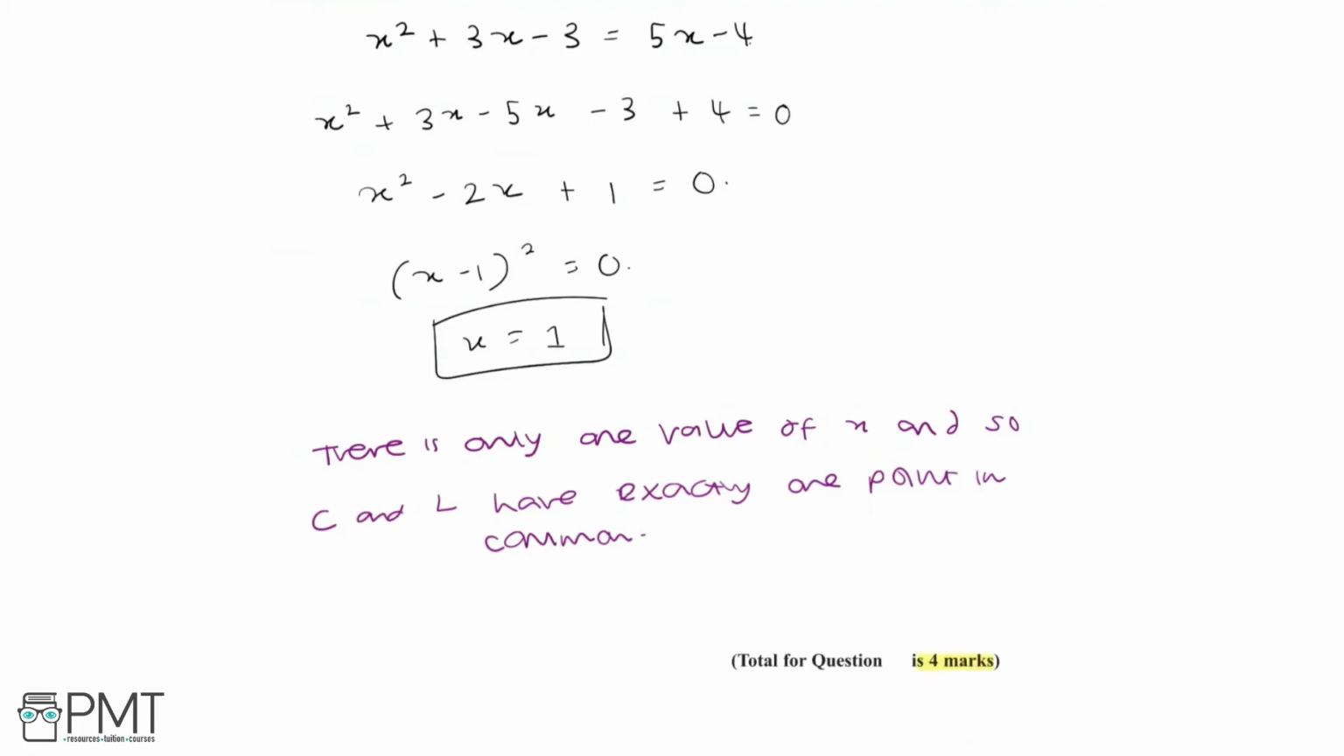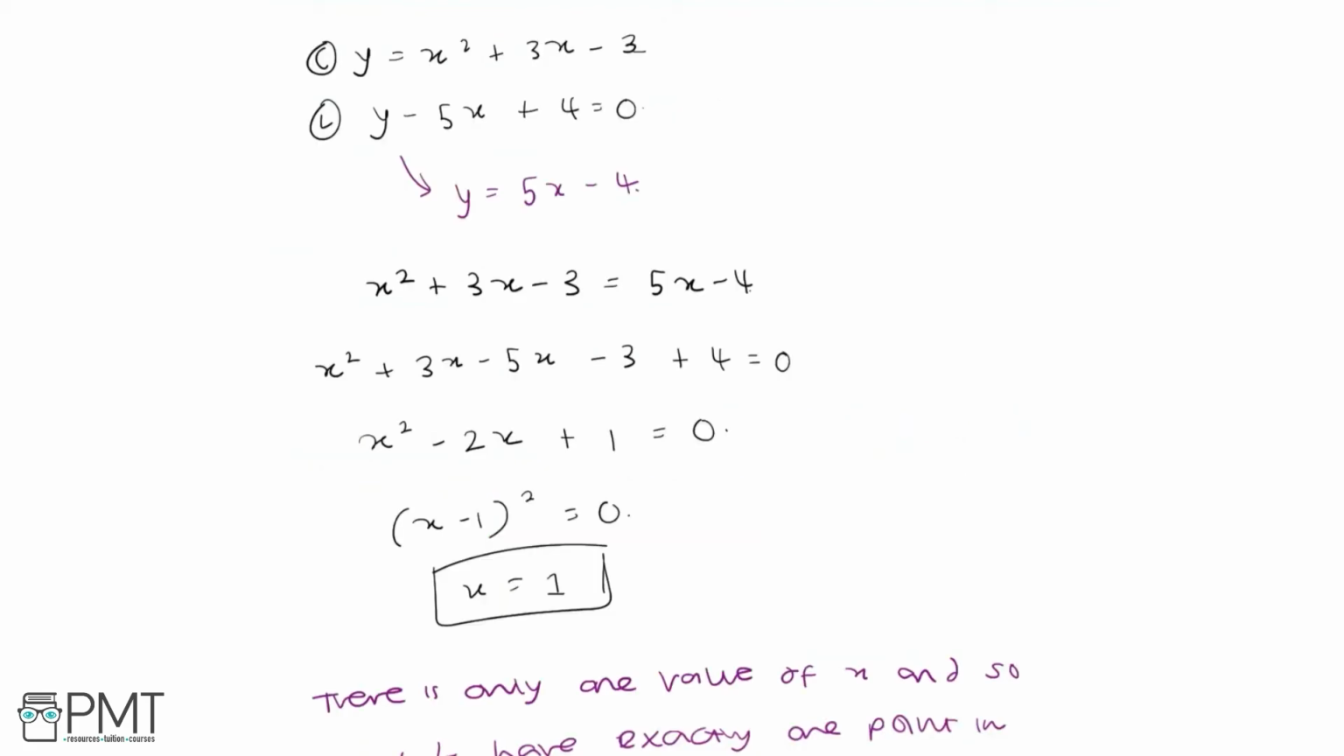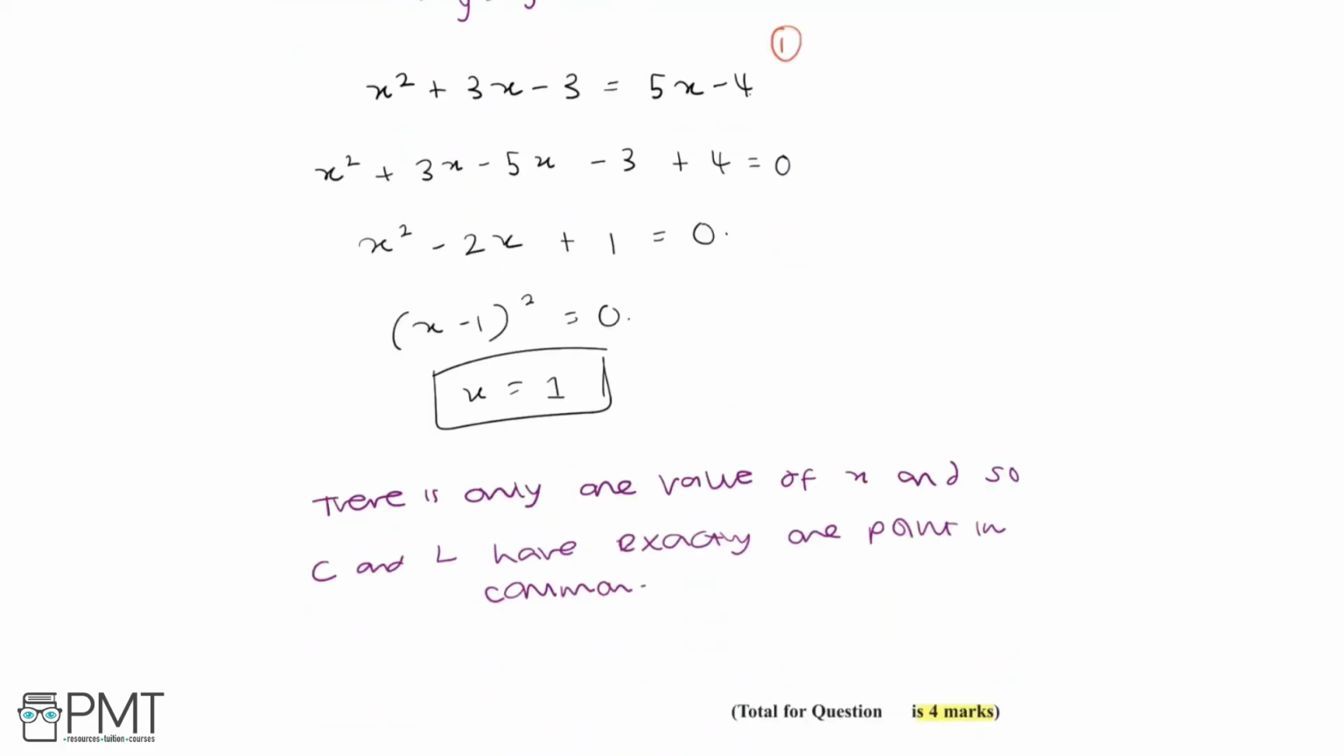Now this question is worth 4 marks. We get the first mark for setting x squared plus 3x minus 3 equal to 5x minus 4. We get the second mark for simplifying and saying that x squared take away 2x plus 1 is equal to 0. We get the third mark for factorising and for saying that x minus 1 all squared is equal to 0, and therefore x must only be equal to 1.